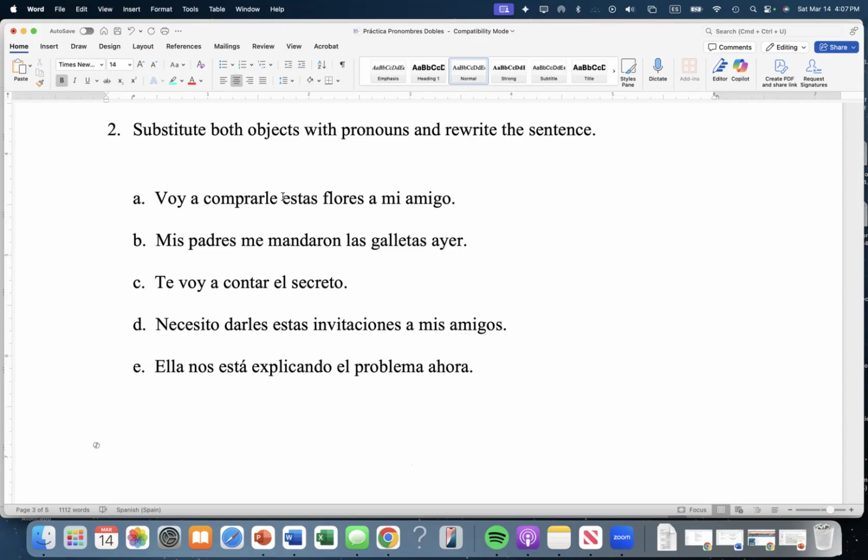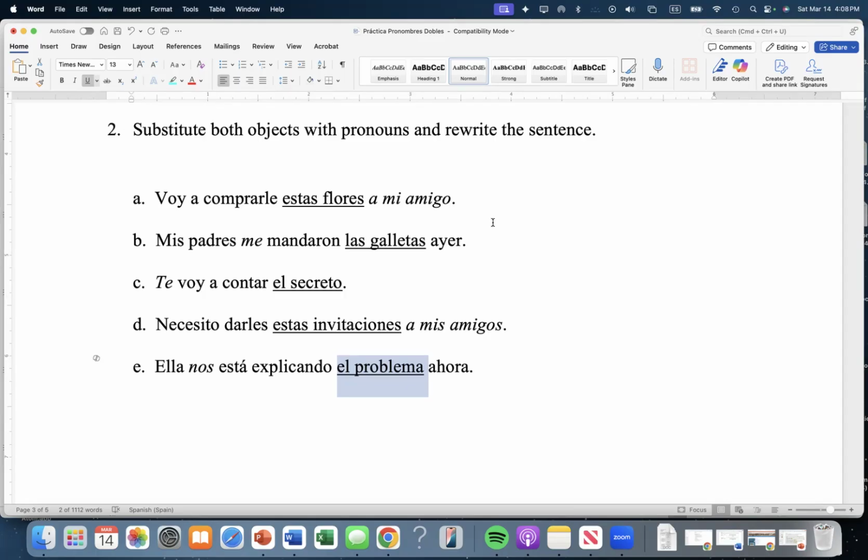For number one, I'm going to underline the direct object, and the indirect object I'm going to do in italics. And I'm going to do that for everything. Las galletas, that's the cookies, that's your direct object for number 2, and me is your indirect object. Here for C, te is your indirect object, and el secreto, the secret, is your direct object. For letter D, estas invitaciones, these invitations, is your direct object, and a mis amigos is the indirect object. And then nos for letter E is your indirect object, to us or for us, and the problem is our direct object.